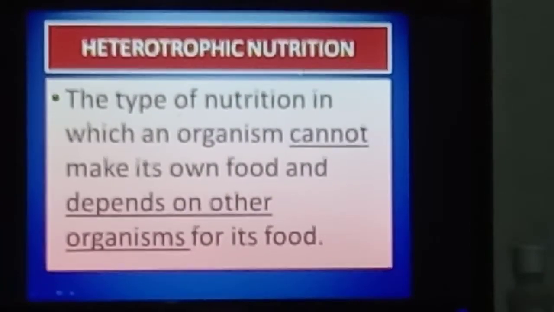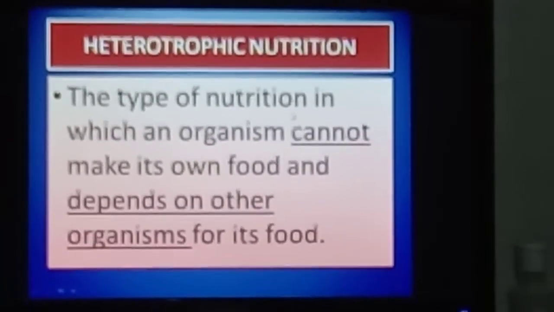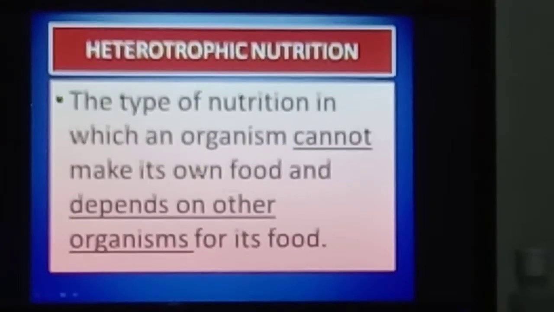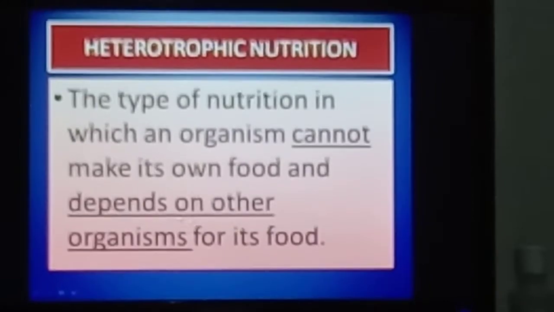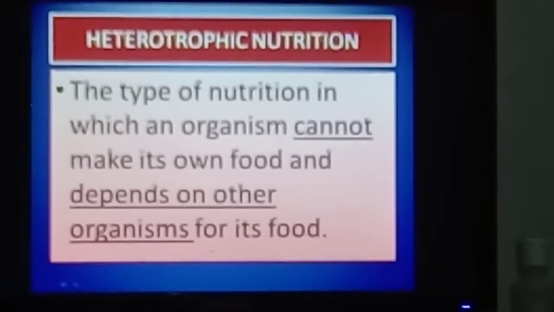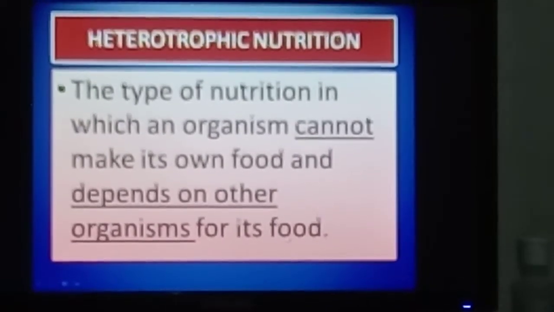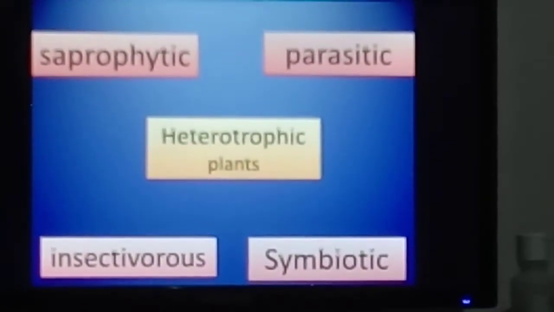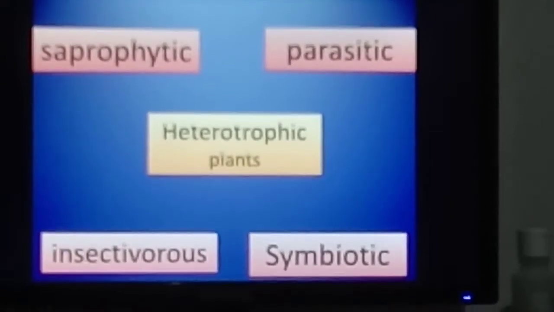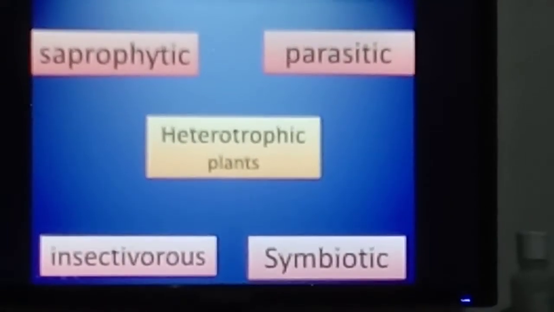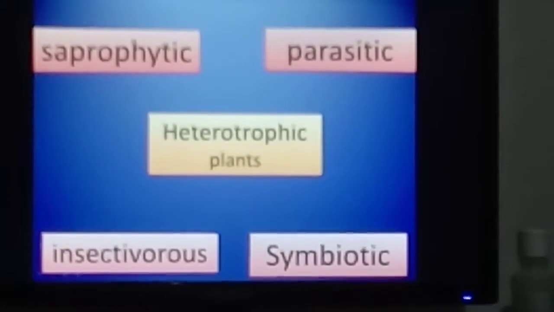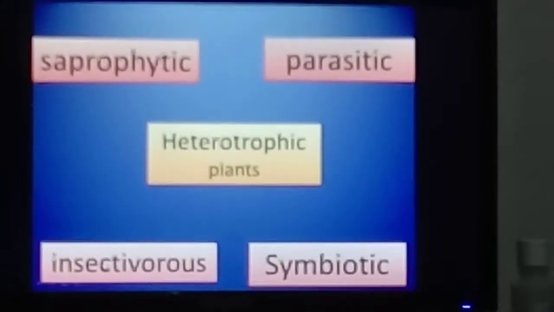Heterotrophic nutrition is the type of nutrition in which an organism cannot make its own food and depends on other organisms for its food. There are four types of heterotrophic plants: parasitic, saprophytic, symbiotic, and insectivorous. Let us study them one by one.